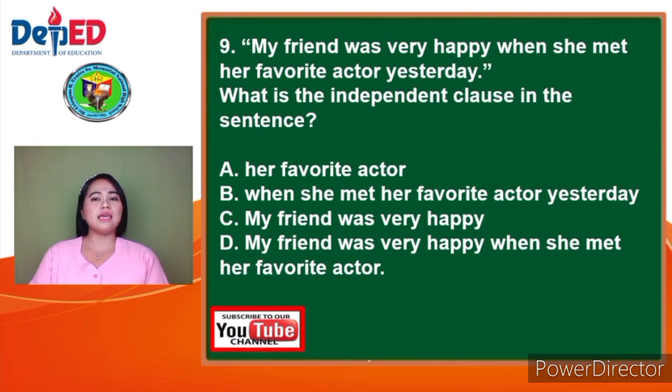Number 9. My friend was very happy when she met her favorite actor yesterday. What is the independent clause in the sentence? A. Her favorite actor. B. When she met her favorite actor yesterday. C. My friend was very happy. And D. My friend was very happy when she met her favorite actor. And the independent clause in the sentence is letter C. My friend was very happy.